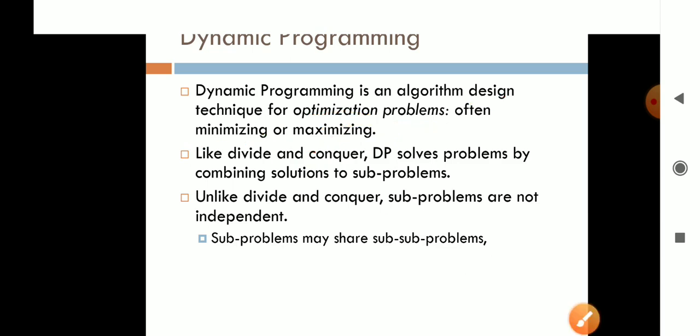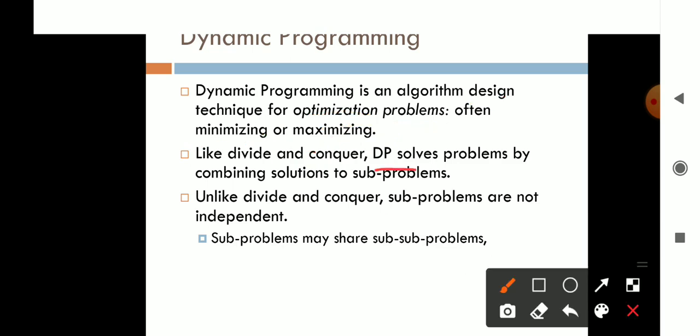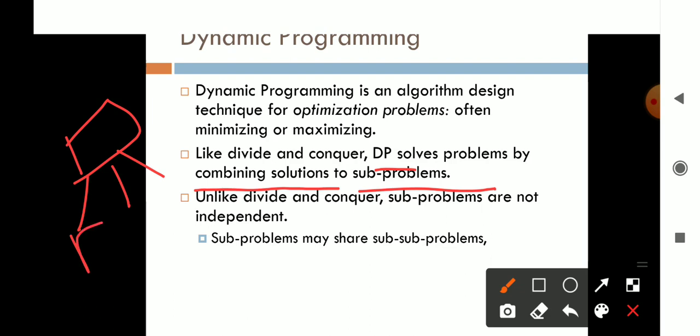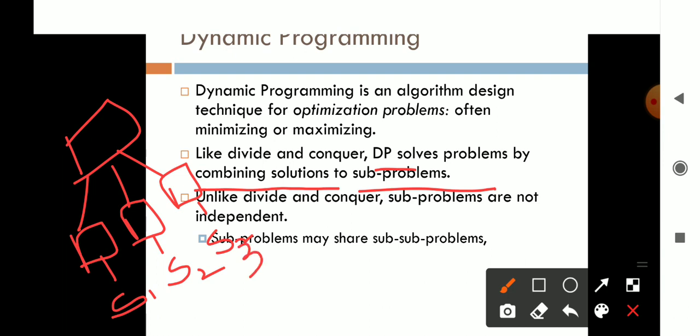Then, like divide and conquer, dynamic programming solves problems by combining the solutions to the sub-problems. Here again we are having a big problem. It will be divided into multiple sub-problems, small problems, and each and every problem is having a solution, right? These solutions will be combined to find out the optimum solution. But unlike divide and conquer, the sub-problems are not independent.